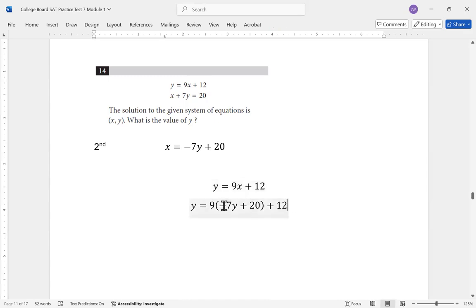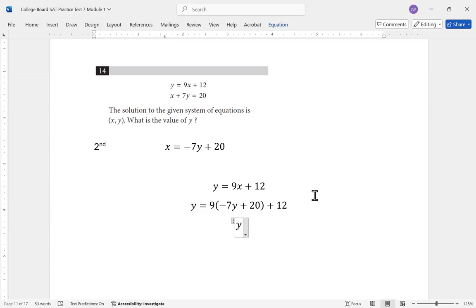This gives us an equation where we can solve for y. Now you could have also substituted the y expression, 9x plus 12, into the y variable in the second equation and found x. But since this question is asking us to find the value of y, I like doing this better. It gives me less steps.